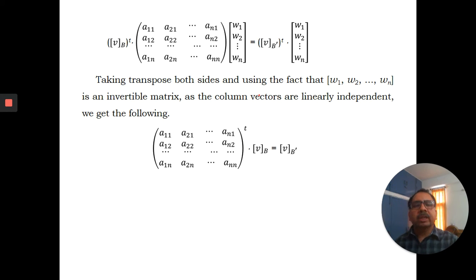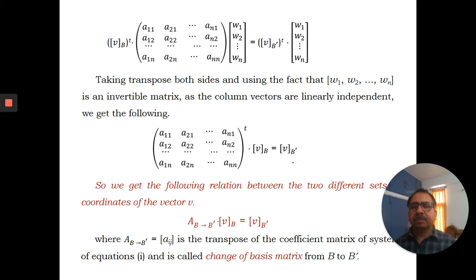Taking the transpose on both sides and using the fact that W1, W2, Wn is an invertible matrix, because the vectors here are linearly independent as it is a basis, if I take a transpose and then multiply by the inverse of this matrix, we get this result: transpose of Aij into Vb is equal to the transpose of this, which is the component of V with respect to basis B dash.